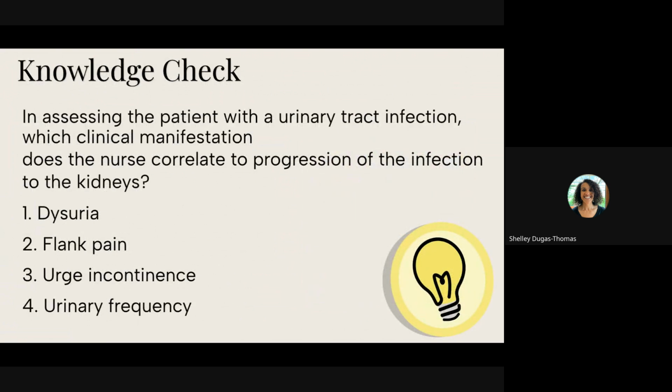So the answer to this one is two. Systemic symptoms such as fever, nausea, and vomiting may be present, and more localized flank pain may also be present and indicate the infection has potentially migrated to the kidneys.